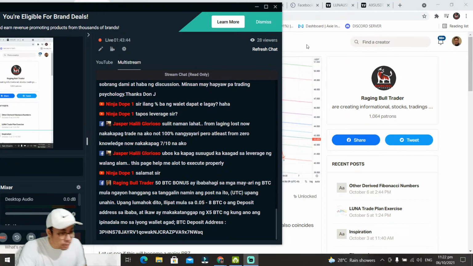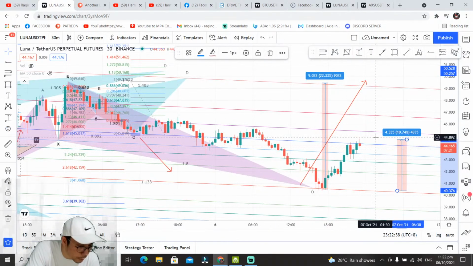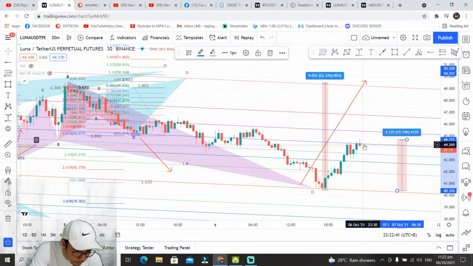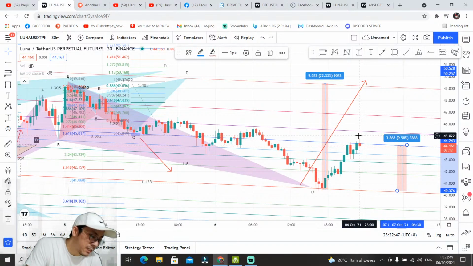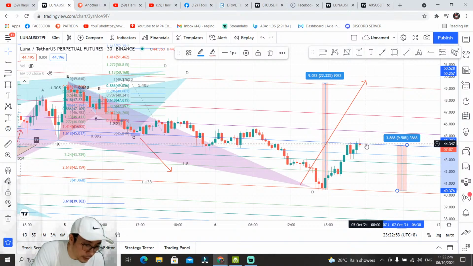And congratulations to Allah. So, our Luna was doing well. Was doing good. Okay. As of now, it is at this level. So, let's just hope that it will be able to break this one and move, diba, further north. Higher than 44, higher than its current level.